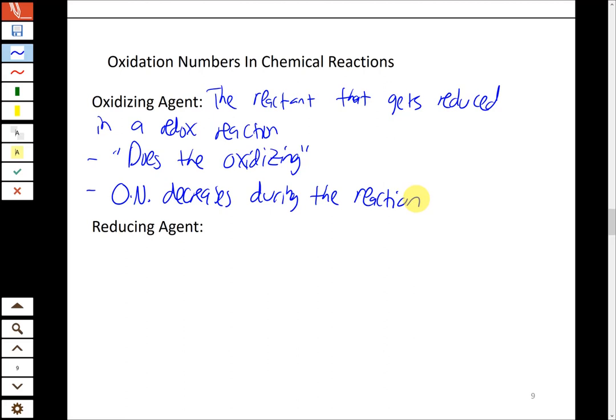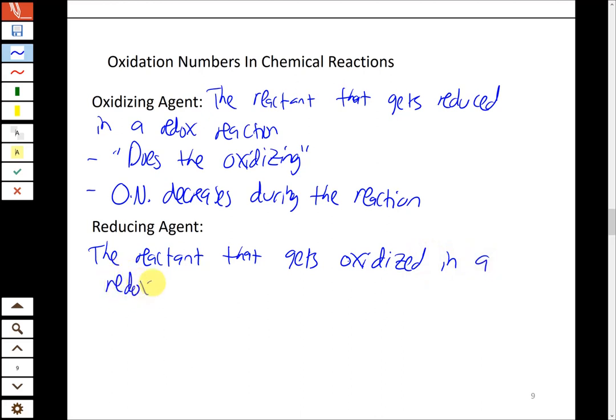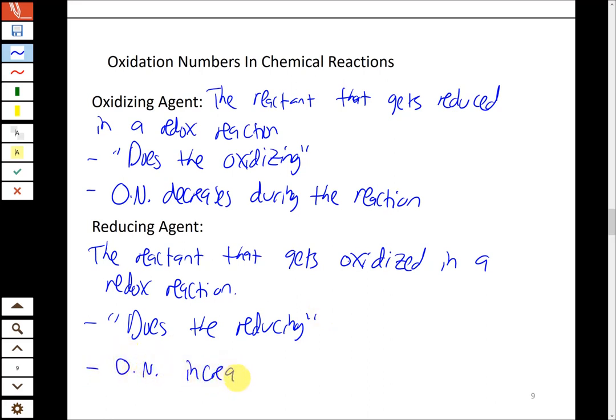All right. Now the other one that we have is the opposite, reducing agents. This is going to be the reactant that gets oxidized in a redox reaction. And again, we call it a reducing agent because it's the one that does the reducing. It causes something else to get reduced. And the opposite story is true, as oxidation number is going to increase during the chemical reaction. All right, so that's the terminology we use to identify the oxidizing and reducing agent.